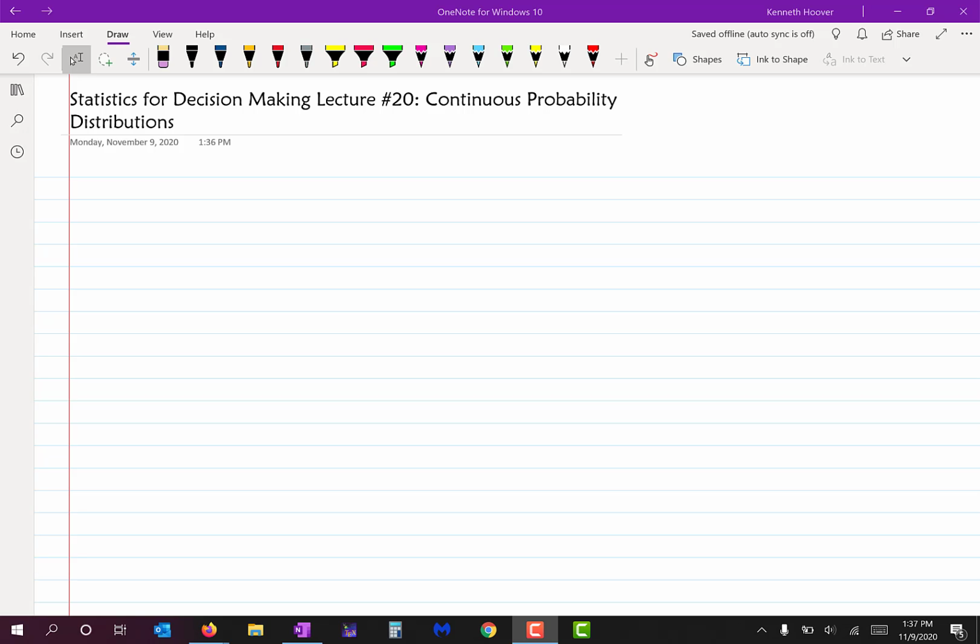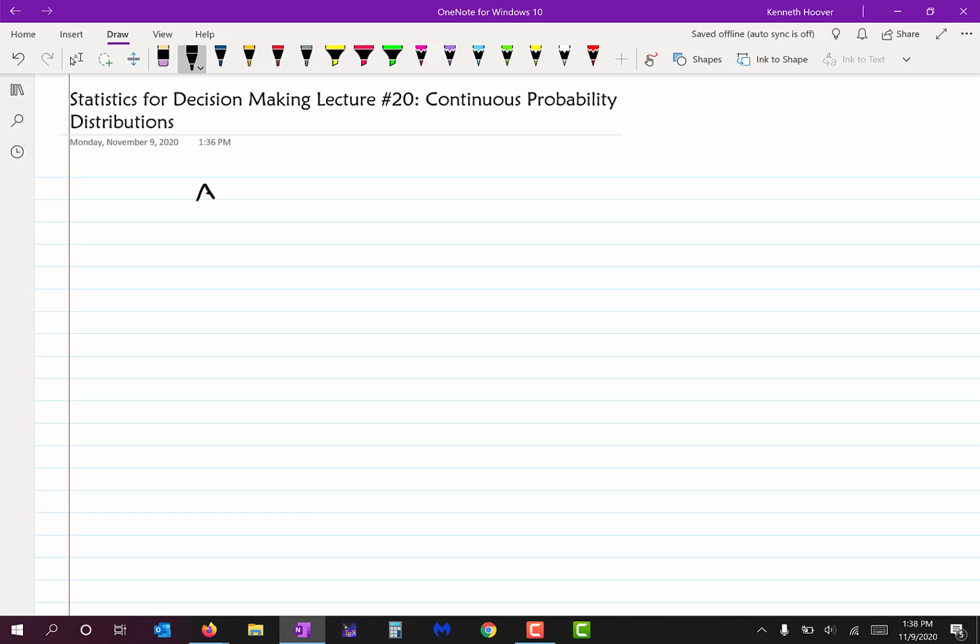Okay, today we're going to talk about continuous probability distribution functions. In the last chapter, chapter 4, we talked about the binomial distribution, the hypergeometric distribution, and the Poisson distribution. Those were discrete probability distributions. This chapter 5 is going to be about continuous probability distributions. So let me write down what that means.